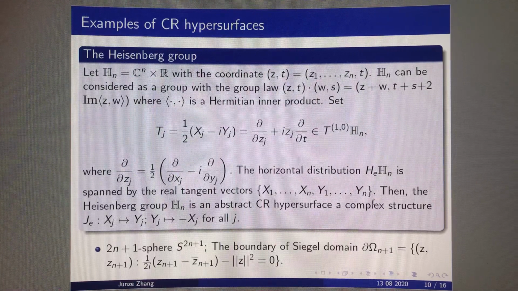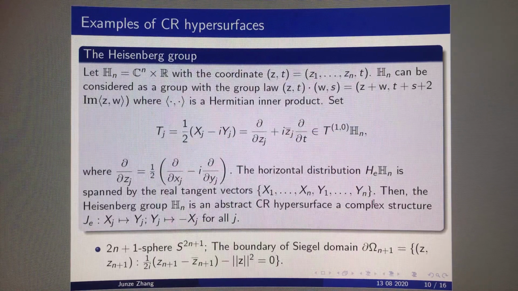We also choose a holomorphic tangent vector field equal to one half of (xj minus i yj), where xj, yj span the real tangent vector fields, which span the entire horizontal distribution. We can see that this holomorphic tangent vector field is not equal to its complex conjugate, so the first condition is automatically satisfied. The last thing is to show that this horizontal distribution can be complexified, so we define an almost complex structure, which maps xj to yj and yj to minus xj for all j from 1 to n.